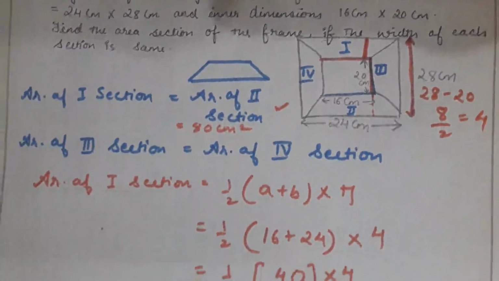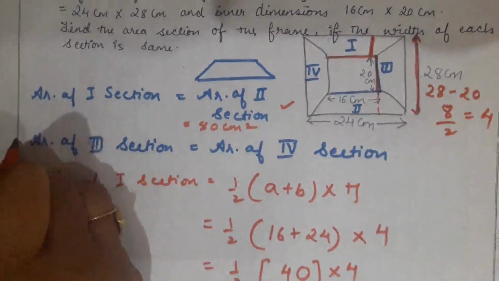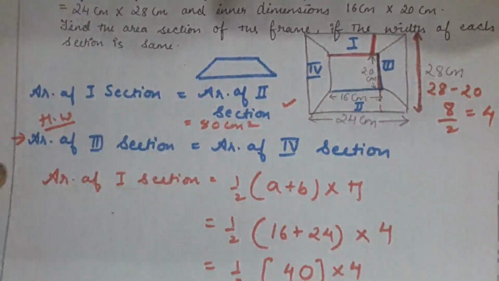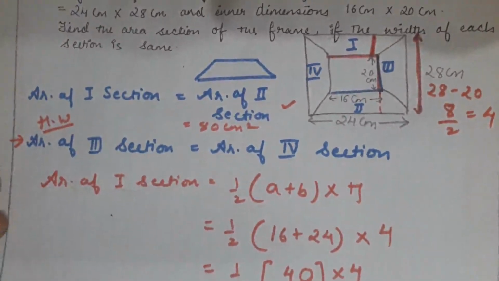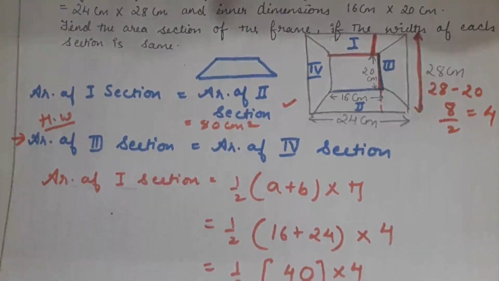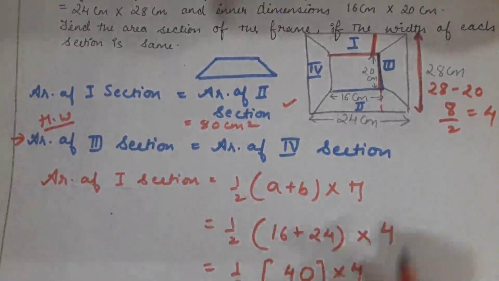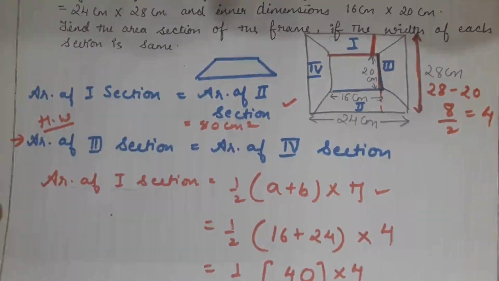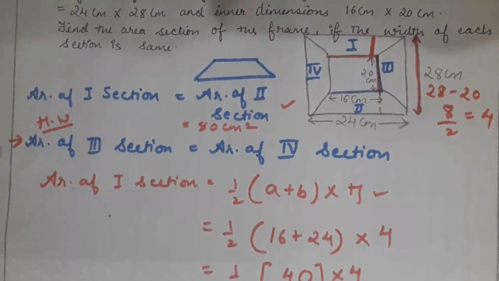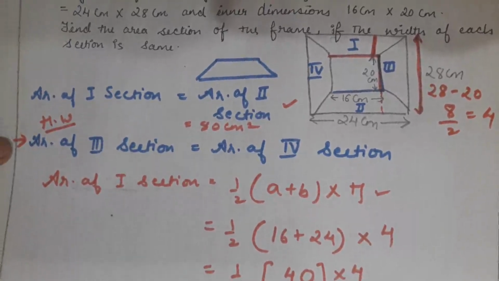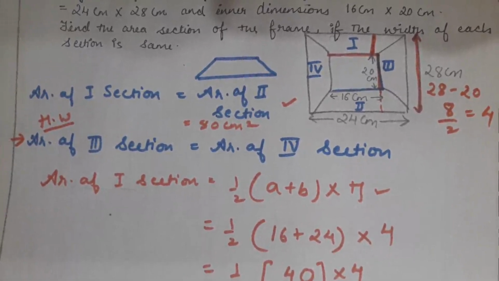So what I'm doing here, I'm giving you this particular portion as homework. Find the area of third section, and that will be equal to the area of fourth section as well. In a similar manner, put this formula, put the values, and you will get the answer for the third section as well. Okay, so this will be your homework. Now let's move to the next question.